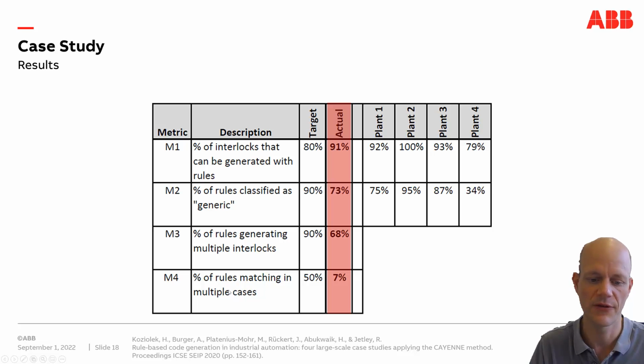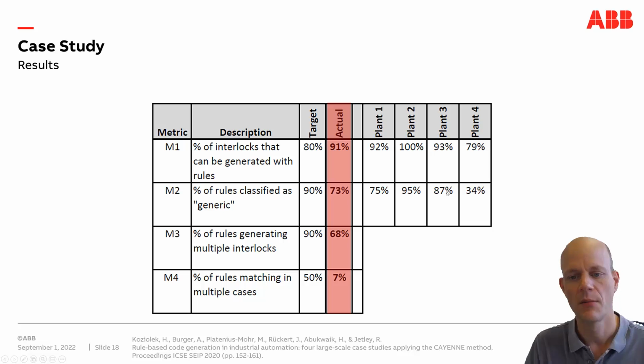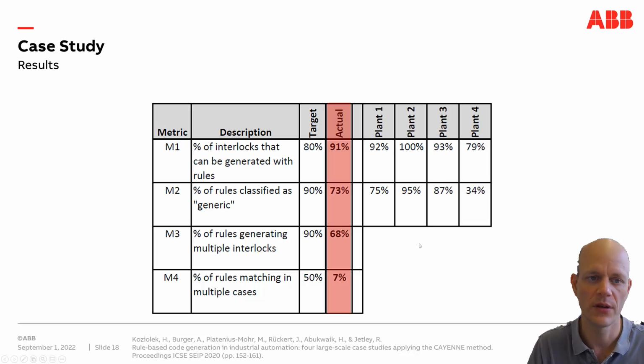In our cases, we didn't have many rules matching in multiple cases, but this can be explained because our cases were quite different. We had 2 different chemical plants, but those chemical plants were still very different from the oil production facility, and that's why some of the rules could not be transferred among the cases.